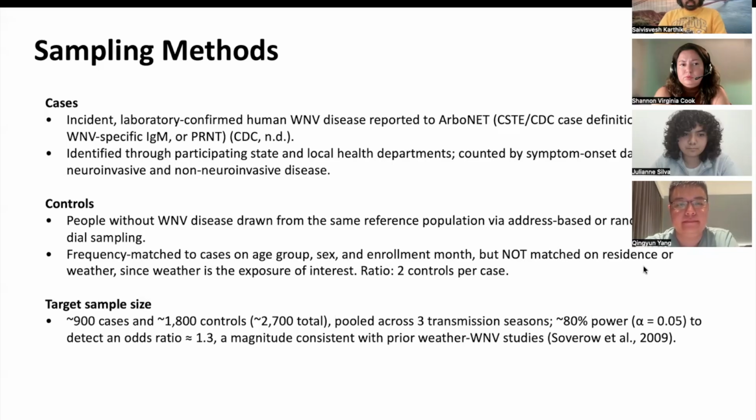In terms of our sample size, we're hoping for about 900 cases and therefore roughly about 1,800 controls, so about 2,700 subjects total, pooled across 3 WNV transmission seasons. That gives approximately 80% statistical power at a 2-sided alpha of 0.05 to detect an odds ratio on the order of 1.3 for a moderate rise in temperature or heavy rainfall exposure, which is a magnitude that's consistent with other prior weather-related West Nile virus studies.